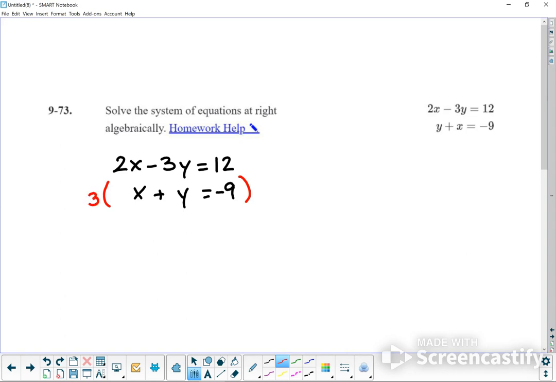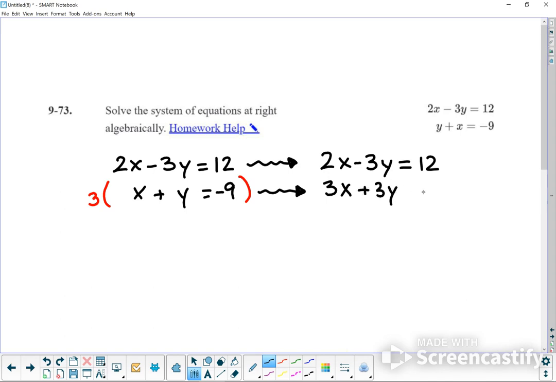Okay? So let's check it out and see what happens. I'm going to have 2x minus 3y equals 12. The top equation I didn't really do anything with. But the bottom equation is now 3 times x, which is 3x. I can't do anything with that, but check out what happens. 3 times y is positive 3y, and I'm going to be able to cancel those y's out. And 3 times negative 9 is negative 27.